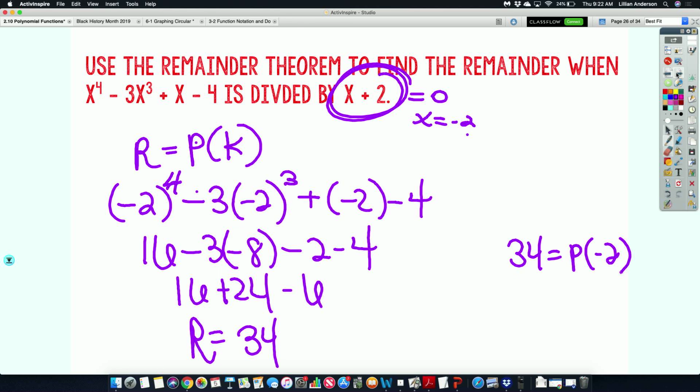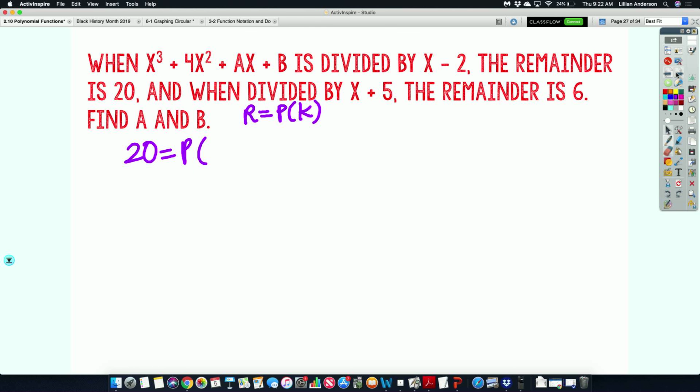Okay? So applying it back here to this problem, if the remainder is 20 when the polynomial is being divided by x plus 5, then 20 is equal to p of? It's being divided by x minus 2. Oh, sorry. You're right. My bad. So since I know that, we can set up the equation. That's 20 equals 2 to the third, which is 8, plus 4 times 2 squared, which is 16, plus 2a plus b.